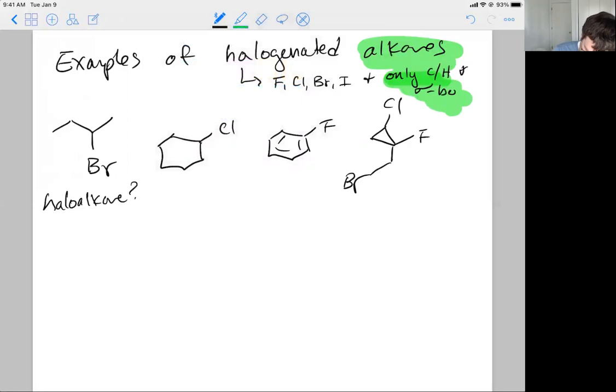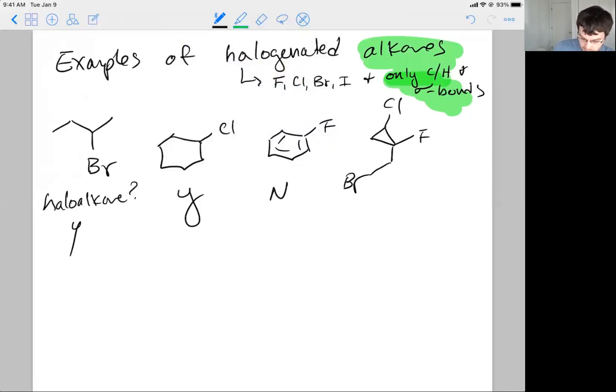And we have sigma bonds. So halogenated implies fluorine, chlorine, bromine, iodine. Alkanes implies only carbon and hydrogen elements that are connected by sigma bonds. And so what we would say is, is this a haloalkane? Yes. The next one, yes, they only have carbon and hydrogen single bonds and then at least one halogen atom.